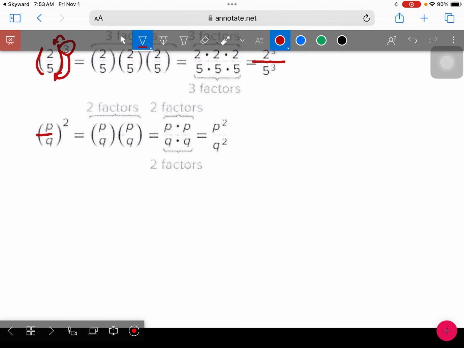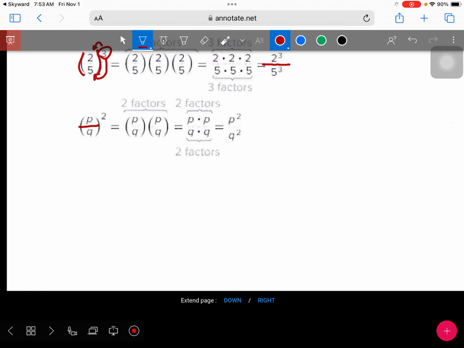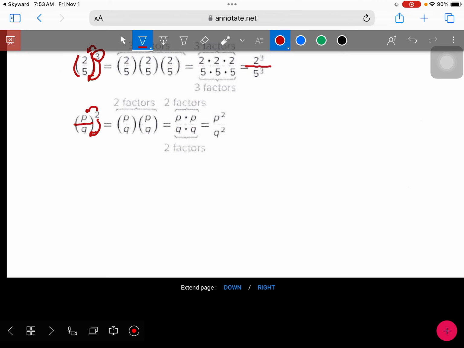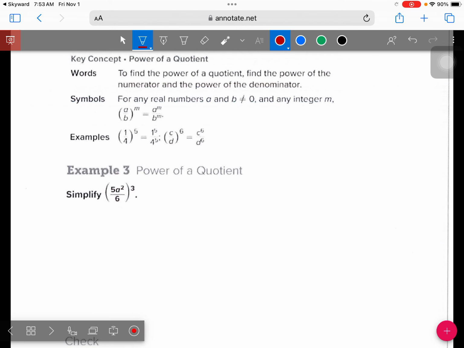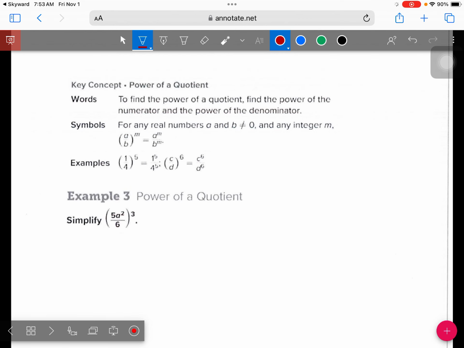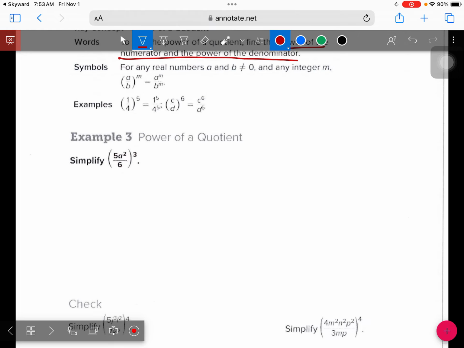If we have P divided by Q, all to the second power. Okay, this means that whole thing is multiplied twice. P times P is P squared. Q times Q is Q squared. So it's taking this 2 to both the top and the bottom. All right. So to find the power of a quotient, find the power of the numerator and the power of the denominator.